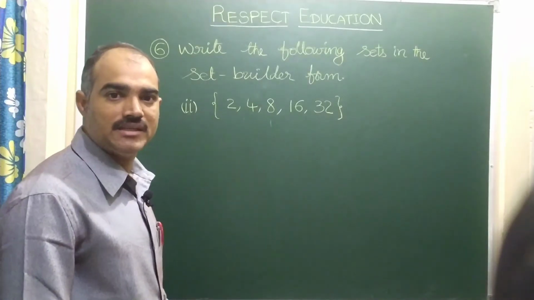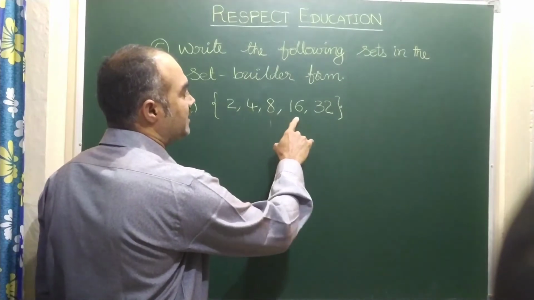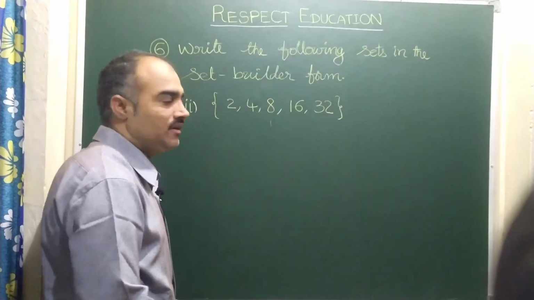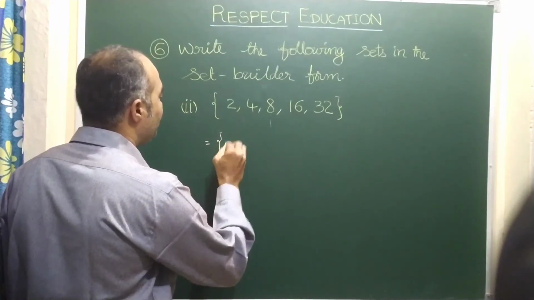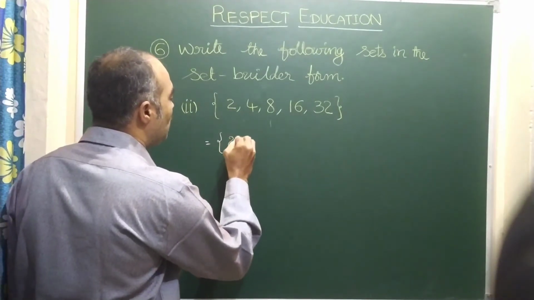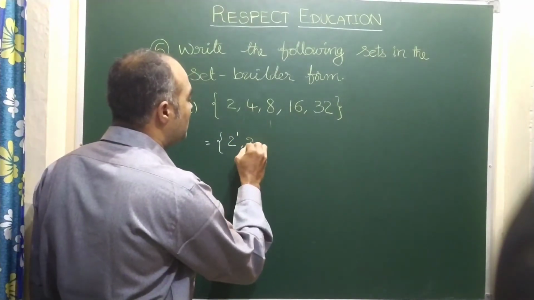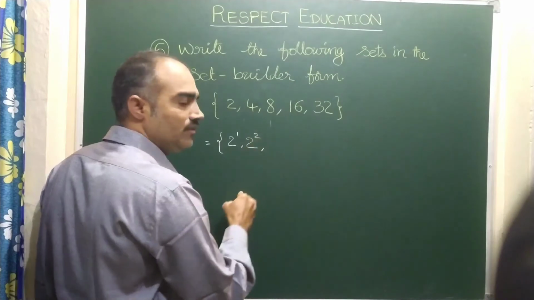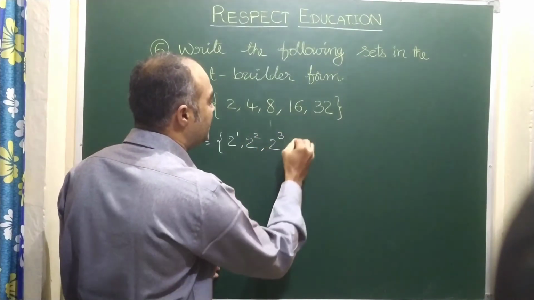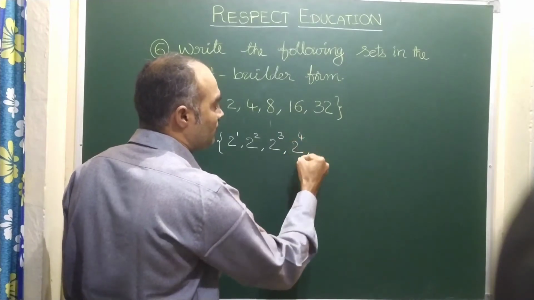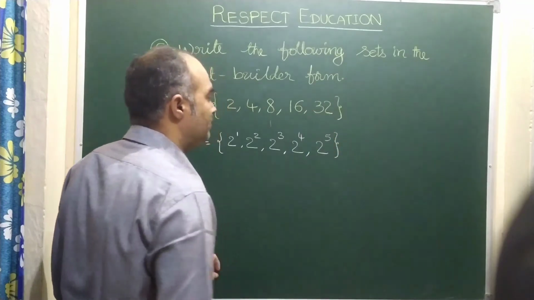Now let us see the next bit, that is the second bit: 2, 4, 8, 16 and 32. So here let us arrange them. 2 can be written as 2 power 1. Right? 4 can be written as 2 power 2, means 2 square. 8 is 2 cube. 16 can be written as 2 power 4. 32 is 2 power 5.